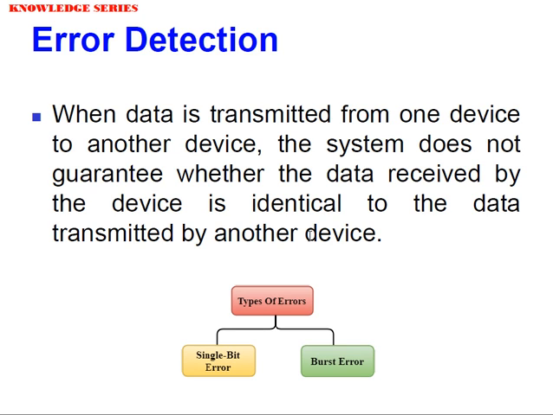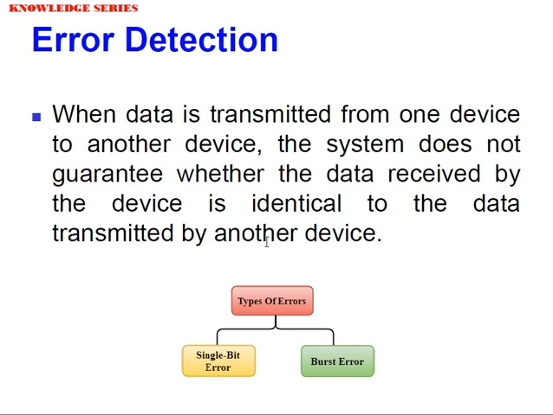Here we can try to see error detection. What exactly does it mean? When data is transmitted from one device to another device, the system does not guarantee whether the data is going to be received, or whether the data received by the device is identical to the data transmitted by the other device. That means if the source and destination are not in appropriate form, then the data may vary. So in error detection, it is very necessary that if data is transmitted from the sender to the receiver, they should be able to identify the similarity. And in case there is no similarity, then it has to detect where exactly the error is.